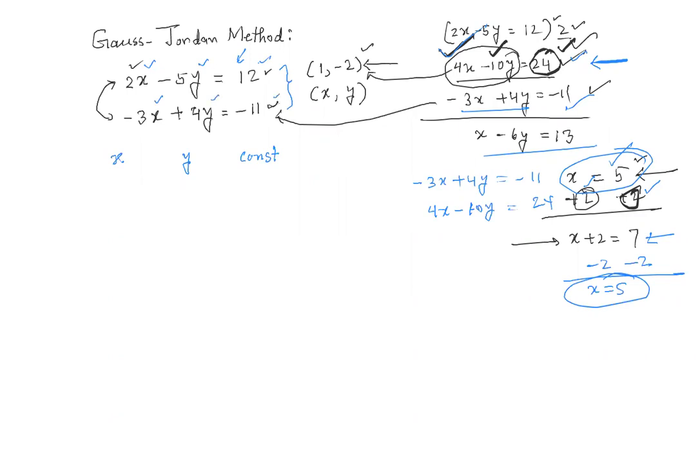So what is the coefficient of x in the first equation? 2. What is the coefficient of x in the second equation? Negative 3. What is the coefficient of y in the first equation? Negative 5. What is the coefficient of y in the second equation? 4. What is the constant on the right side of the first equation? 12. What is the constant on the right side of the second equation? Negative 11. And I just created a matrix and I put a vertical line here.